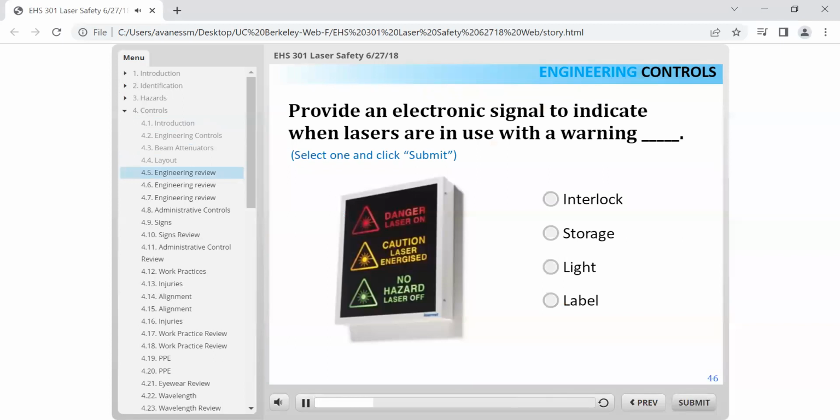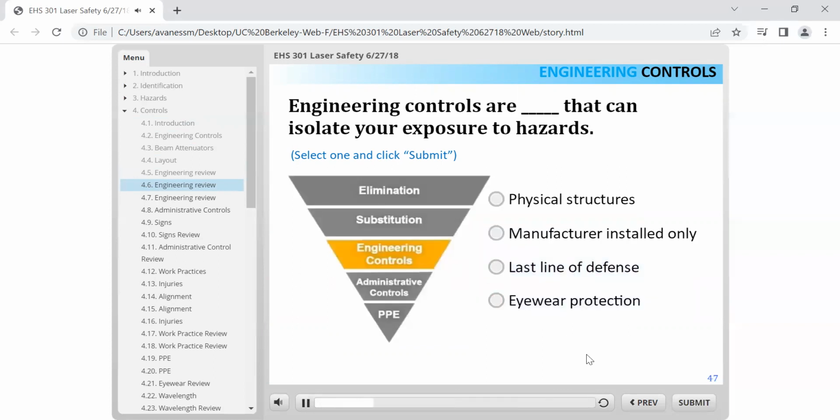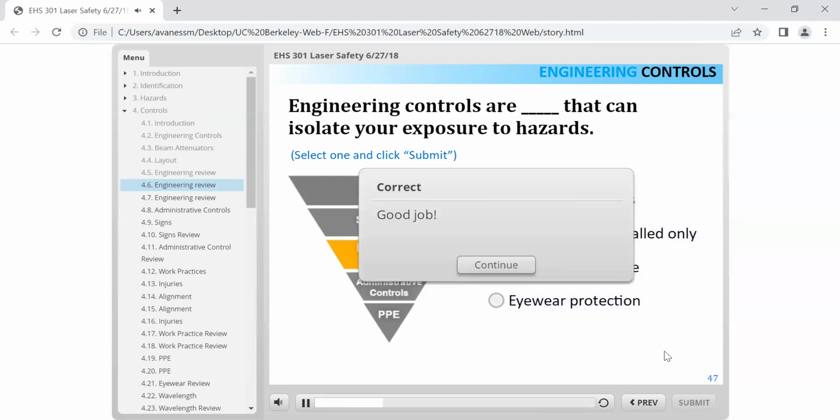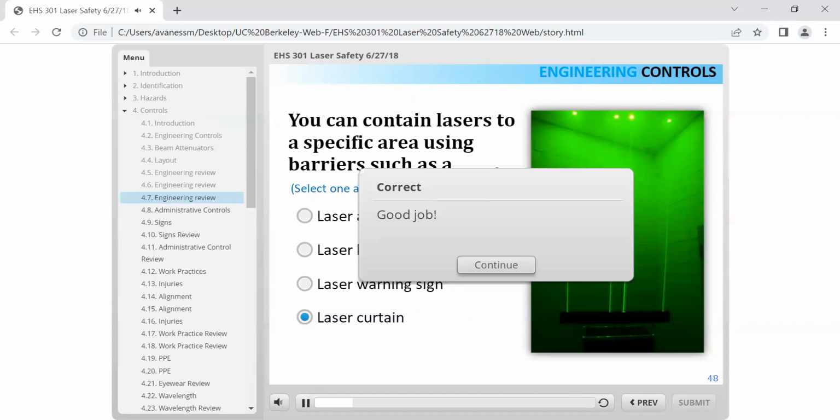Let's review. What kind of warning equipment can you use to provide an electronic signal to indicate when lasers are in use? That is correct. Engineering controls are what that can isolate your exposure to hazards. That is correct. You can contain lasers to a specific area using barriers, such as a what? That is correct.